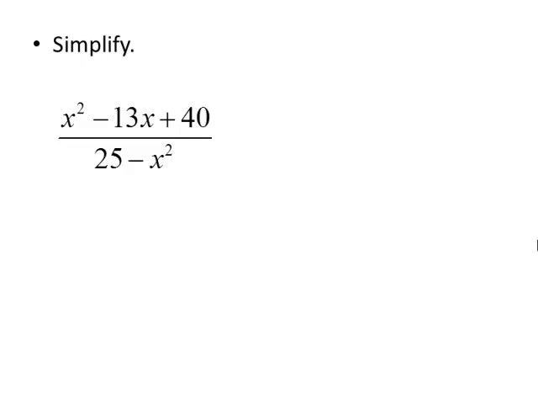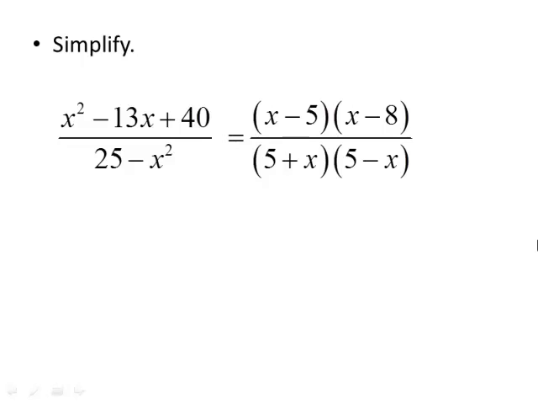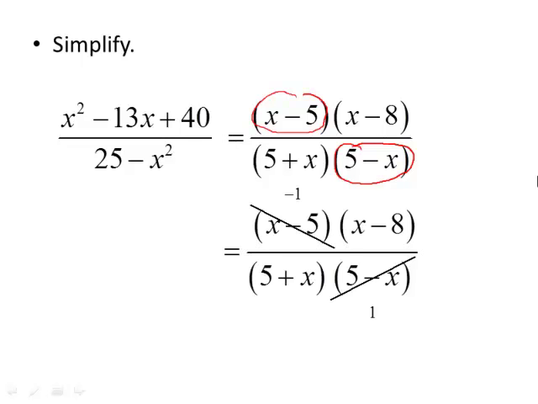Another problem where we're simplifying a rational expression, we'll begin by factoring the numerator and denominator completely. Notice that 25 minus x squared, that difference of squares factors to be 5 plus x times 5 minus x. And we notice that x minus 5 and 5 minus x are opposites of each other. When we divide any number by its opposite, it's equal to negative 1. So when we divide out these opposite factors, we're left with a negative 1 as a factor in the numerator.